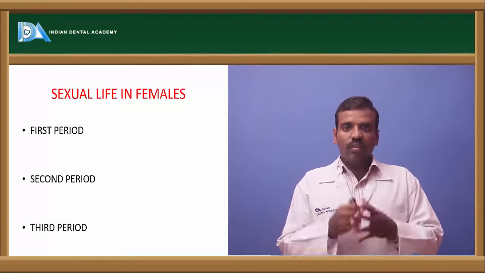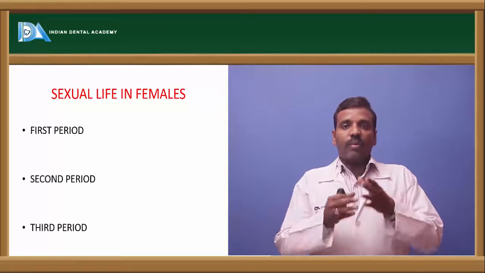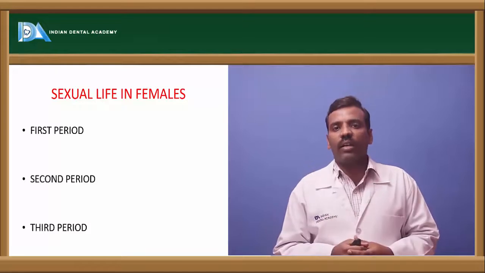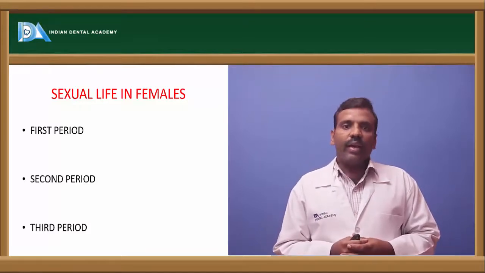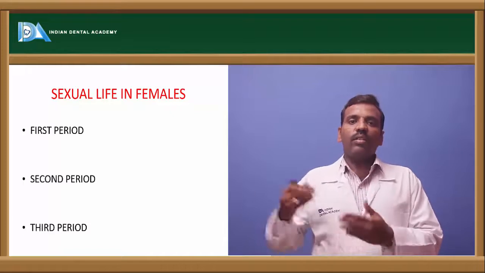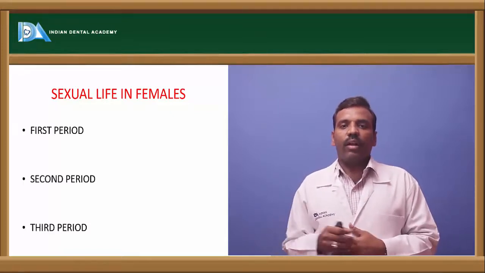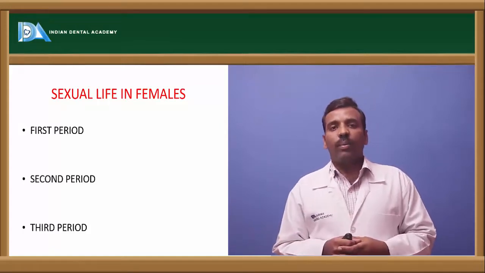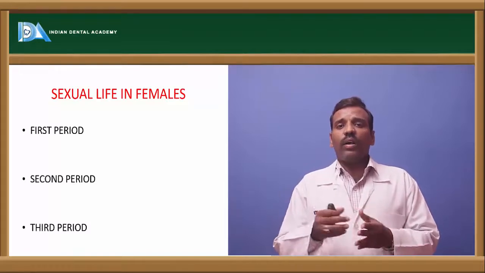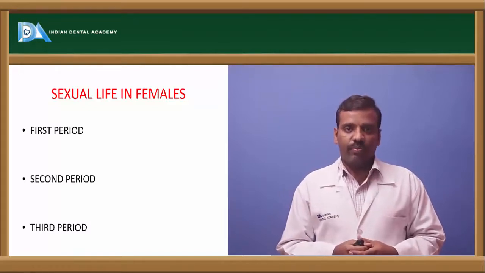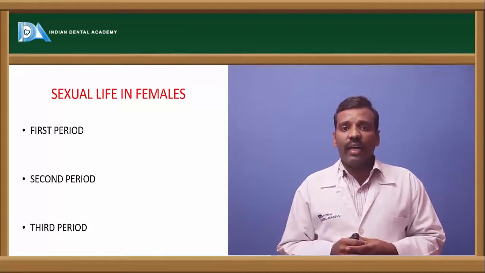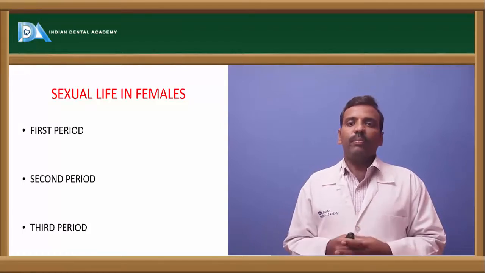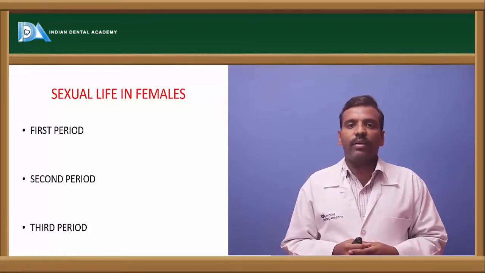Okay, so that is the first period, and the second period is from menarche to menopause: from the starting of the menstrual cycle to the stoppage of the menstrual cycle. The next one is the third period, that is after the menopause, the remaining life cycle. Menopause occurs between 45 and 52 years of age, when there is complete stoppage of the menstrual cycle. These three types of periods are present in the female reproductive system.